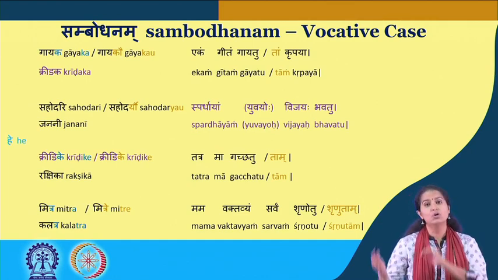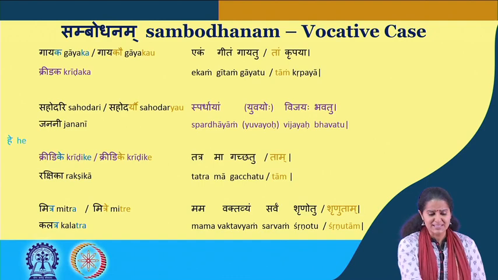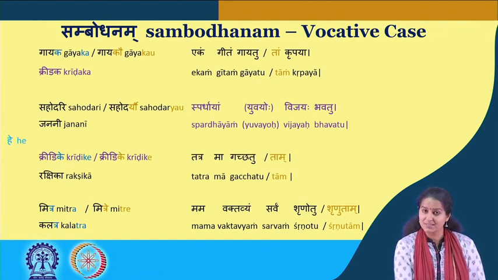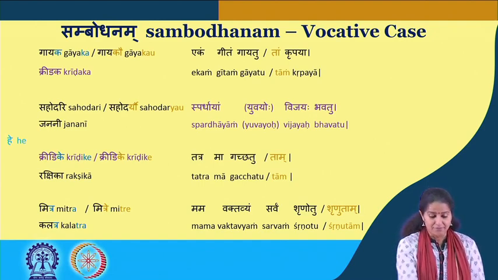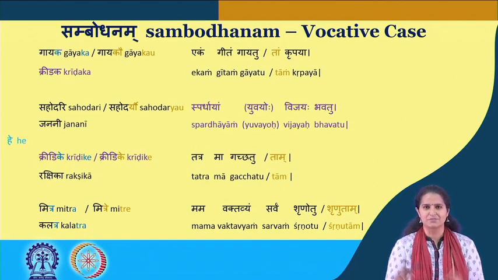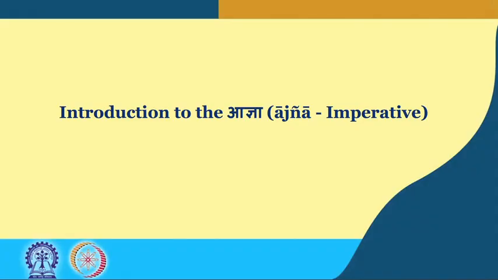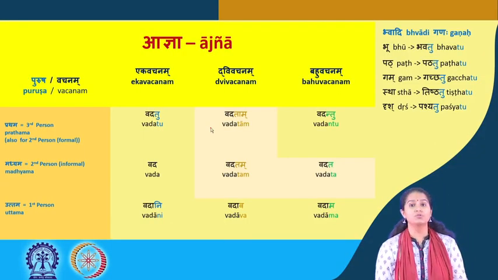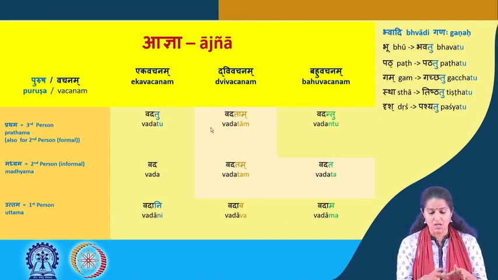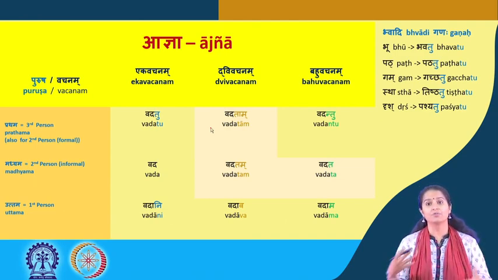Okay, so Shrunotu, Shrunutam. Here you can see that you can mix and match with the black ones, but the violet would tend to stick together in terms of the meaning there. So be conscious and apply the language according to the context. So I just wanted to introduce you very quickly to the lot or the ajna or the imperative here.